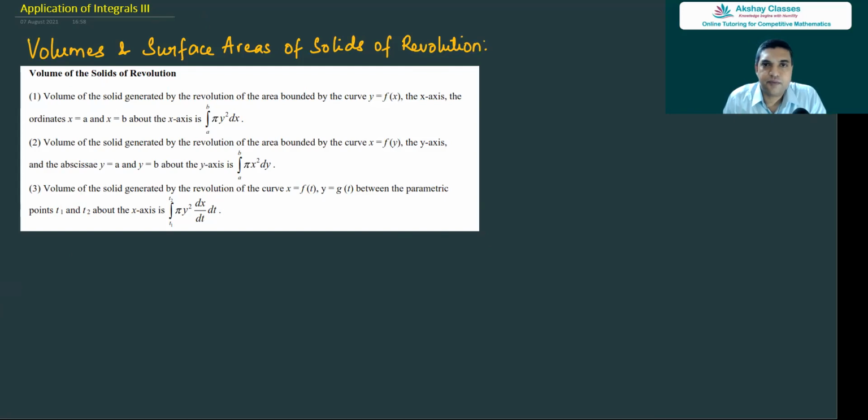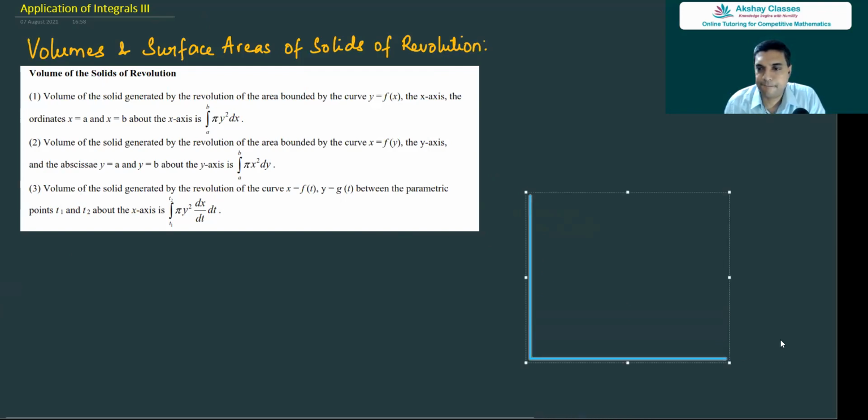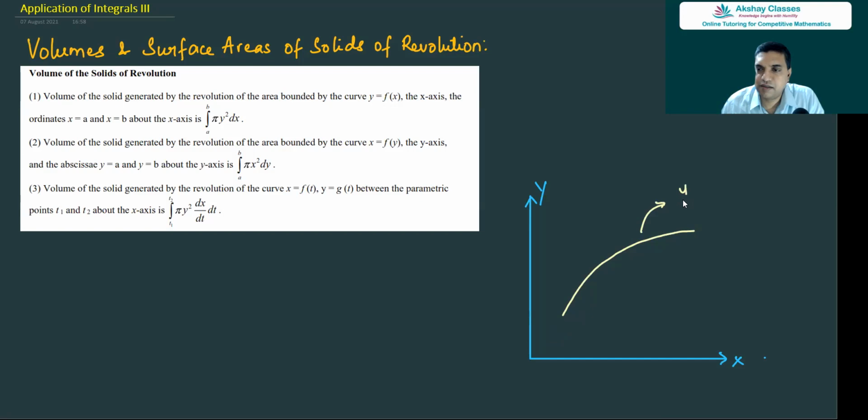So let's say there's a curve. X, Y, and this curve is y equal to f of x. We are considering this segment from x equal to a to x equal to b. Now let us say the first case, volume of solid generated by revolution of the area bounded by the curve y equal to f of x, the x-axis and the ordinates x equal to a, x equal to b. So this is the one.